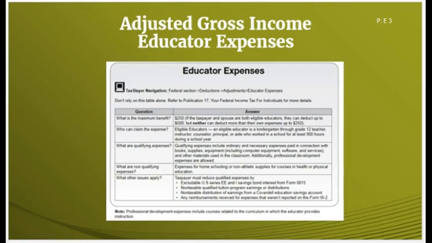So adjustments to gross income, one of the adjustments is educator expense. On page E3 of your 4012, there is a table that talks about educator expense, and some of the basic questions are answered there. What is the maximum benefit? Who can claim the expense? What are the qualifying expenses? Anything you would want to know or need to know about that educator expense is listed right there in the table.